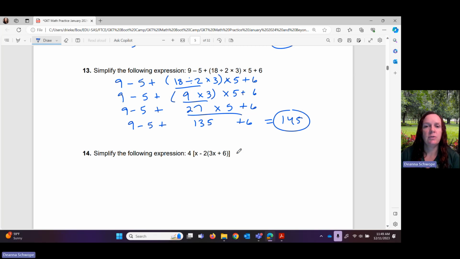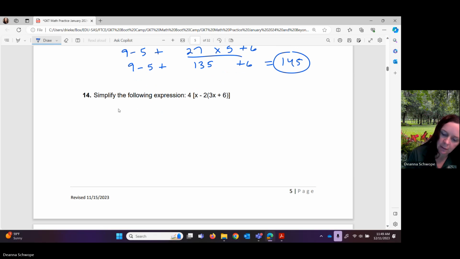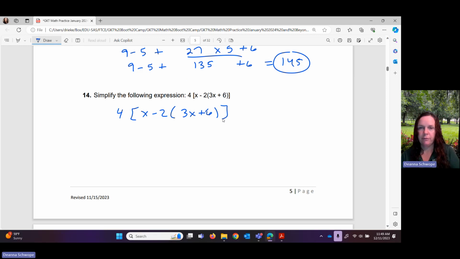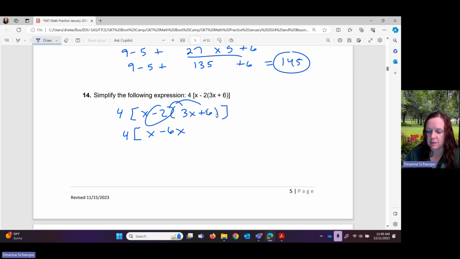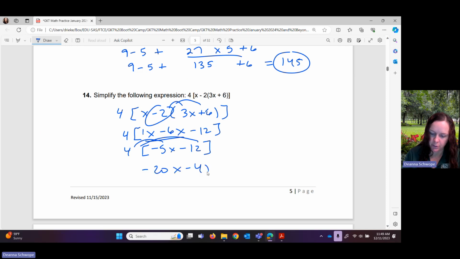And last on this page, 14, simplify the following expression. 4 times the quantity x minus 2 times 3x plus 6. So we're going to first distribute our negative 2. So it becomes 4 times the quantity x, negative 2 times positive 3x is negative 6x, negative 2 times 6 is negative 12. Going to combine those terms. That's a 1. 1 minus 6 is negative 5x minus 12. We're going to distribute again. So we have negative 20x minus 48.